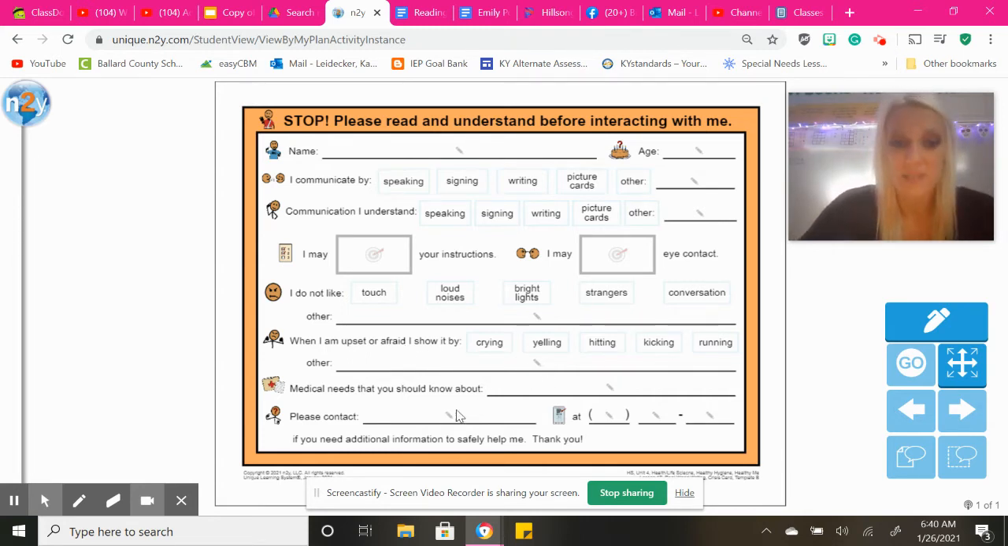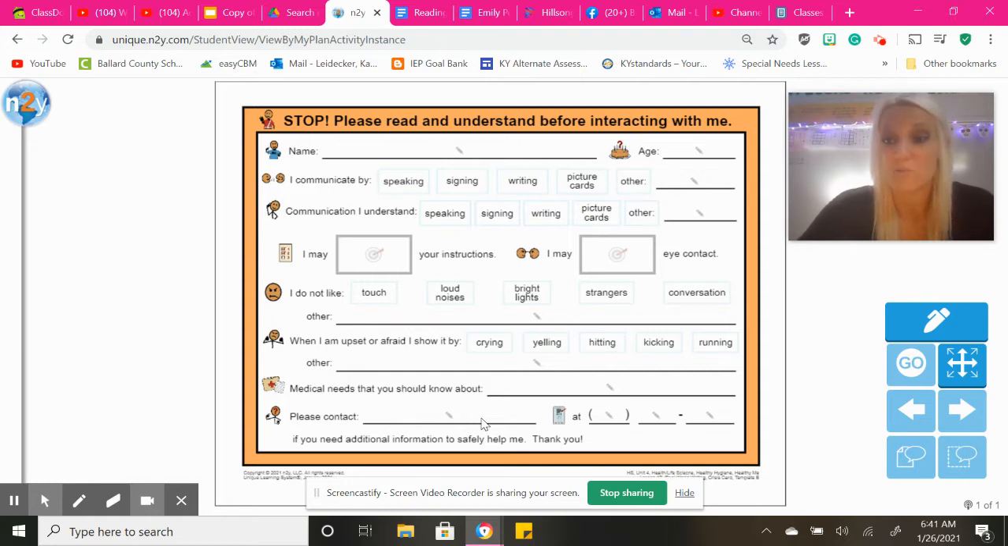So you fill this out, and then it says medical needs. If you take any medicine or you're allergic to something, like I'm allergic to latex gloves, so I can't wear them. That would be something really important for somebody to know, like my doctor or my dentist, so they don't use latex gloves, they use powder gloves, or else I will have a reaction to it.